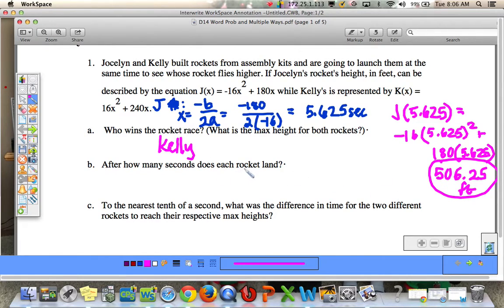After how many seconds does each rocket land? Well, we have this time right here, if I'm graphing this right here, we figured out the time for the vertex, which is halfway. So if we double that, it would tell us how long it takes to hit the ground. So for Jocelyn, to find the time it takes to hit the ground, we're going to double the 5.625.